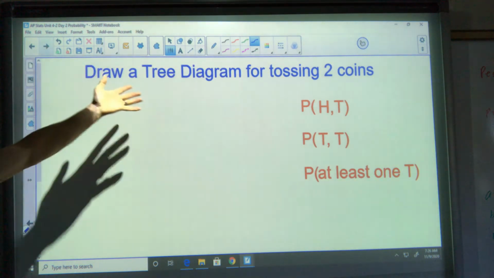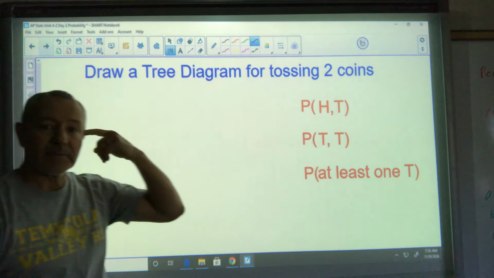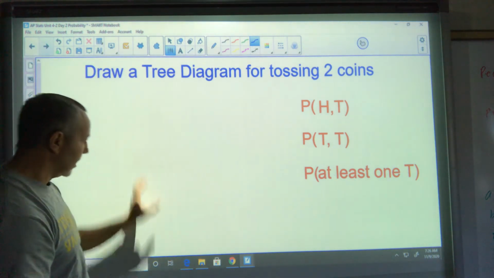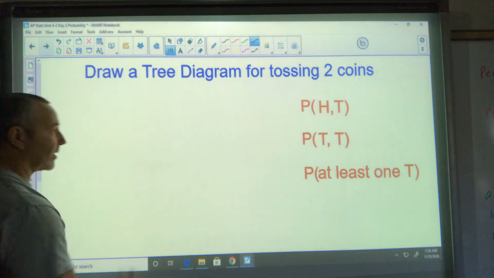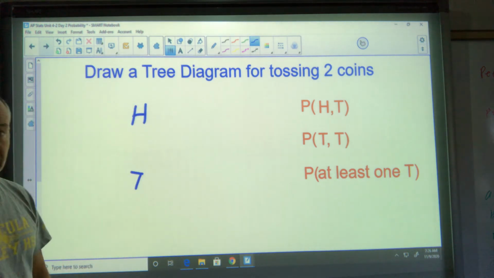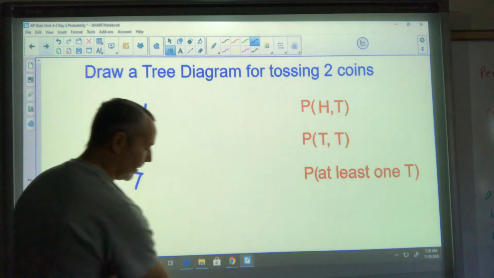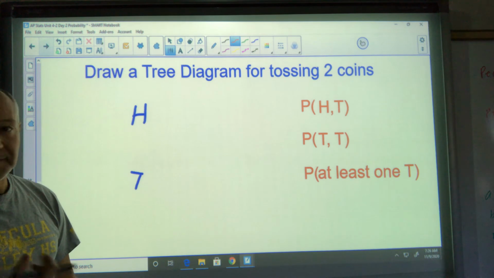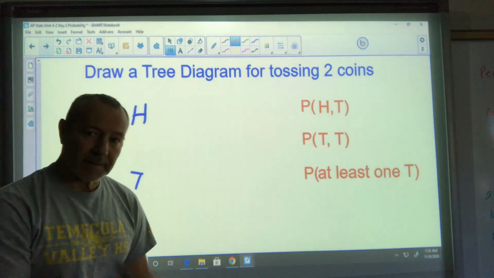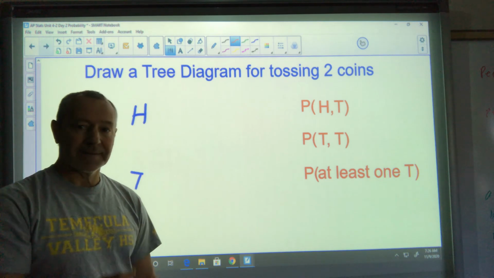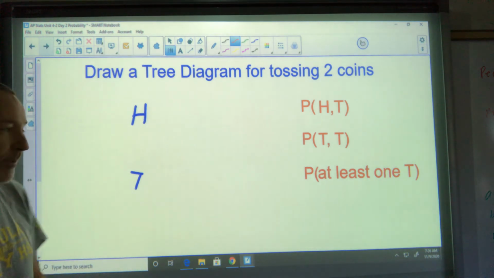Tree diagram for tossing 2 coins. Remember, the idea of a tree diagram is that you have the first column represent what could have happened on your first toss. You could have got heads or you could have got tails. The next time you toss a coin, you have to think about certain things. Can you get it again? Here I'm tossing a coin. That's called an independent thing, where the next time I toss the coin, it doesn't matter what happened. I can get heads and tails again, and it makes no difference what happened the first time.